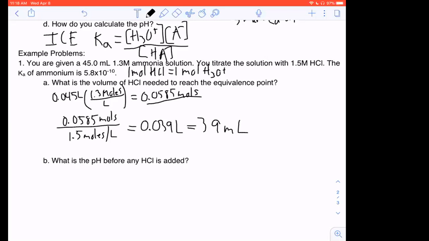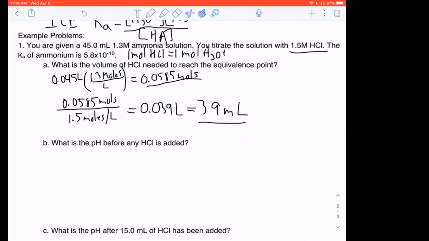So you figure out the number of moles of your weak base, and then you figure out how much volume of the strong acid you need to add to that. To do that, you just divide moles by the concentration, and that gives you the total volume of the strong acid you need to add. So once we reach 39 milliliters added, we'll be at the equivalence point.